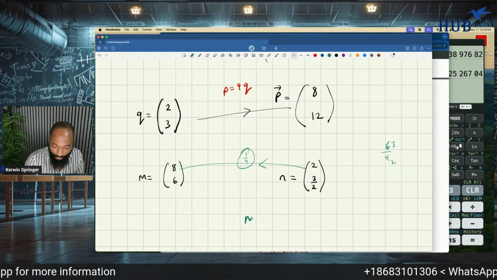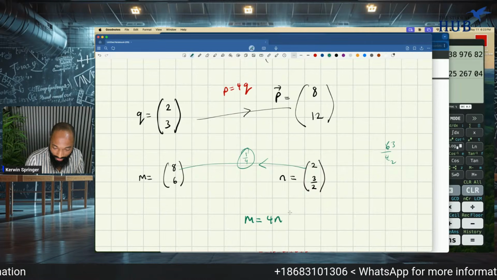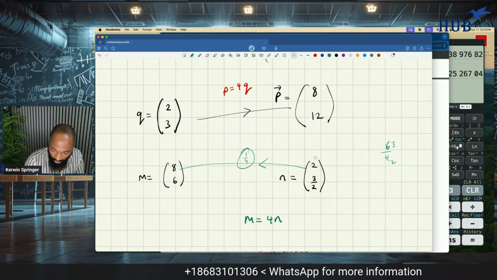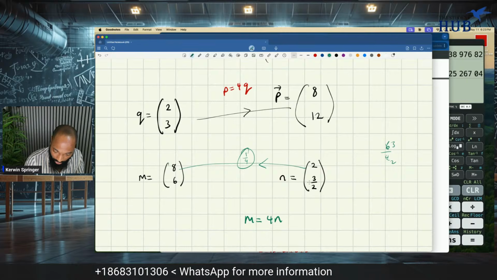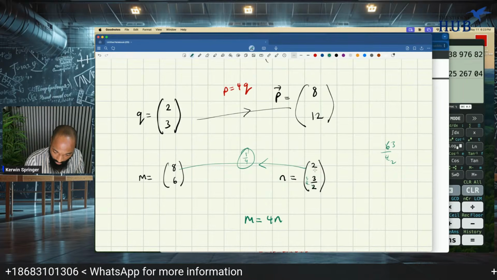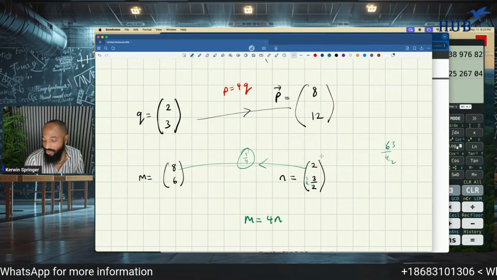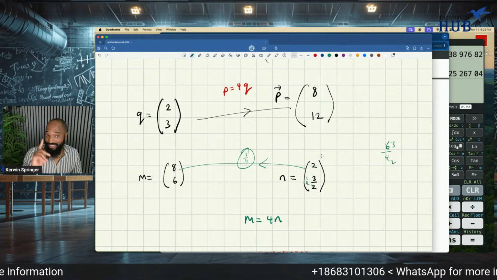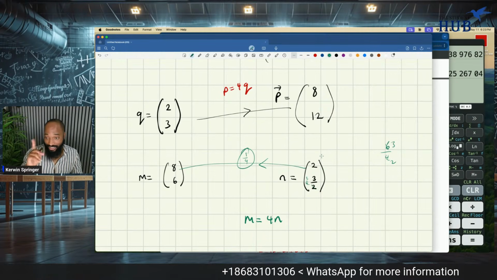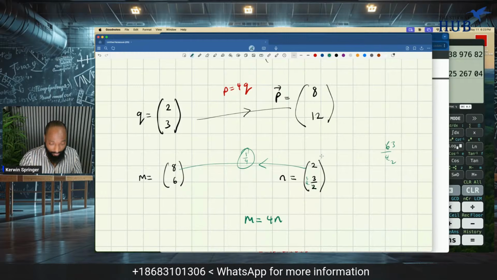I could say M is actually 4 times N. If I multiply 4 by 2, I'll get 8. If I multiply 4 by this, 2 will cancel with the 4. Get 2. 2 times 3 is 6. So M is 4N. I can do it backwards. You understand? Now you're starting to get the eyesight for parallelism.